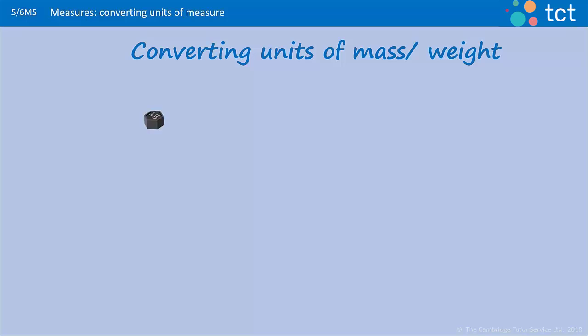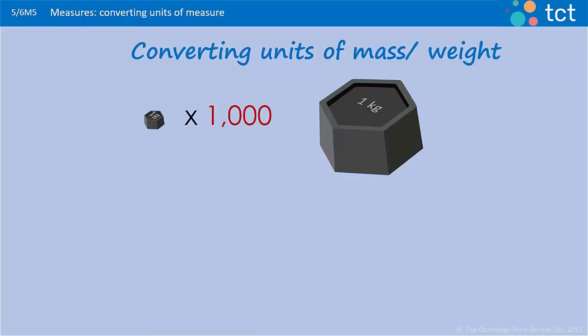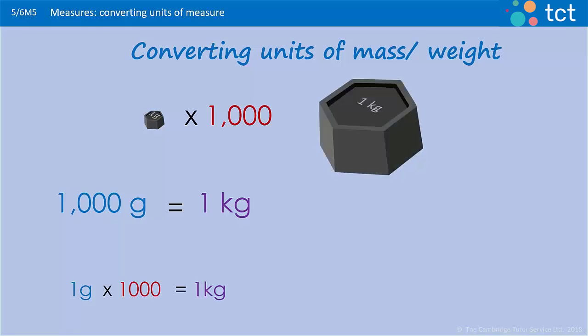The two units that we generally deal with are grams and kilograms. And if we have 1,000 grams, we get 1 kilogram. So 1,000 grams is the same as 1 kilogram. If we have 1 gram, we multiply it by 1,000, we get a kilogram. And if we have a kilogram and we divide it by 1,000, we get 1 gram.